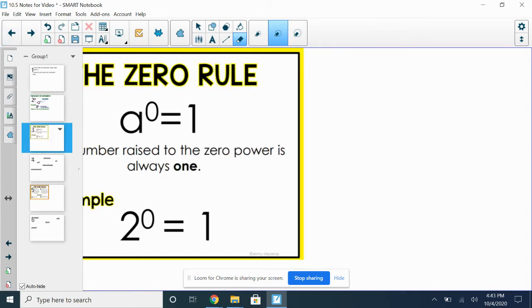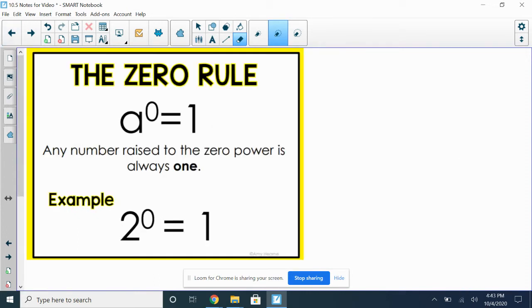All right, so let's go into our first law. Our first law is the 0 rule, our 0 exponent law. So in our example, they give you a to the 0 as 1. What that 0 rule tells us is that any number to the 0 power, or the exponent of 0, is always 1.